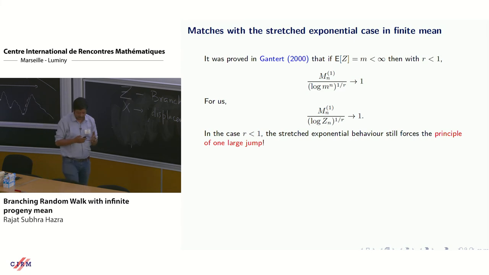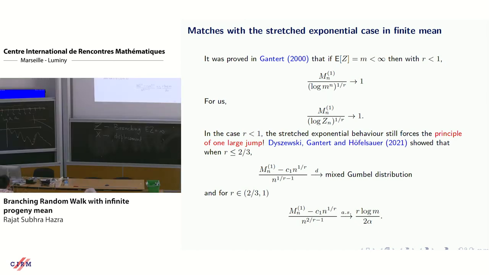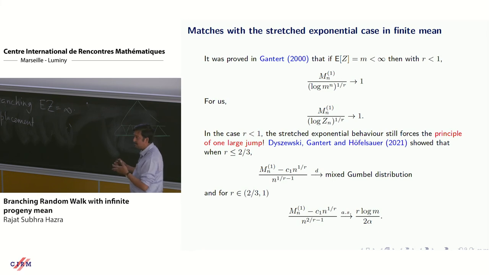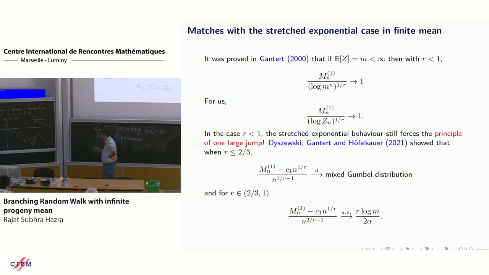And this comes from the fact that our case and Nina's case are both like the principle of one large jump. But they have improved this result, which we could not, and this is an open question in our setting. They have now shown that in the case when r is less than 2/3, you have a centering and scaling which makes it converge to a mixed Gumbel distribution. And in the case when r is between 2/3 and 1, they have a second order. They don't have the fluctuation result immediately, but they have a second order which gives you a correction to this constant in this way. In our setting, this is an open question. We don't have an answer to this kind of result in our setting.